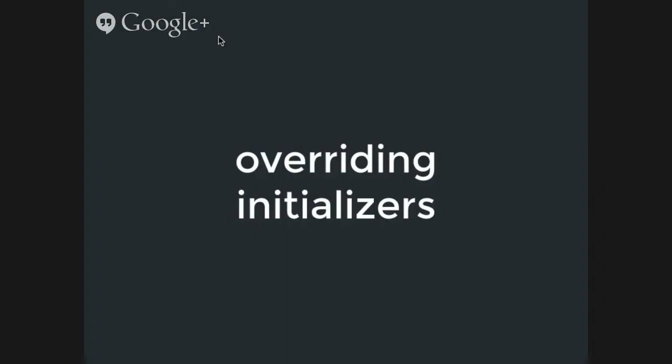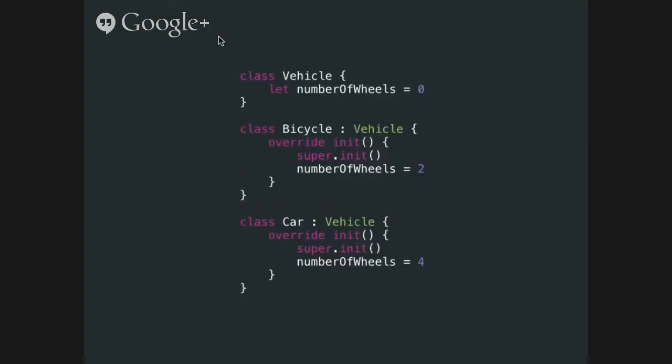So, overriding initializers. There are certain cases where you need to override the initializers. For example, in this example you have a vehicle. You cannot say what exactly the number of wheels is for a vehicle instance, right? So you need to mention that here. If it is a bicycle, it should be 2, and if it is a car, it's 4. So you can override the initializers in your derived classes.